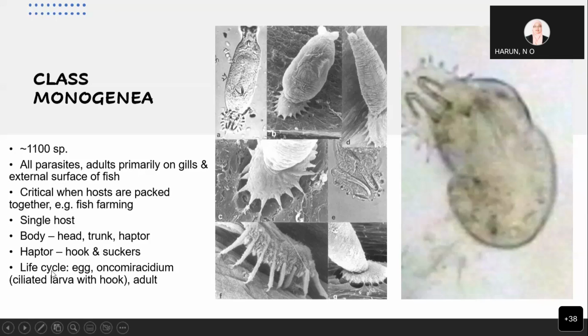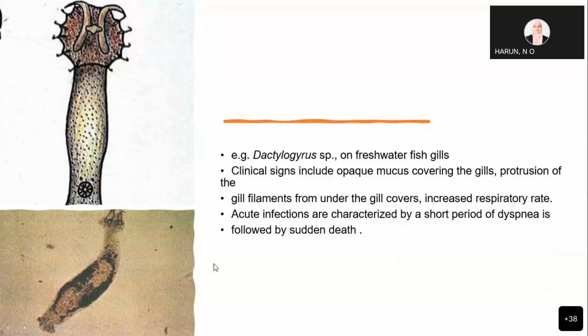Life cycle, eggs, oncomiracidium ataupun ciliated larvae with hook, and finally adult stage. Very simple organism, tetapi it's very harmful, especially for the fish. Right, so this is how it looks like. Okay, this is with the spike or hook, and this organ adalah untuk sucking any food ataupun from the body of the ataupun internally of the host. Contoh, Dactylogyrus species from freshwater fish gill.